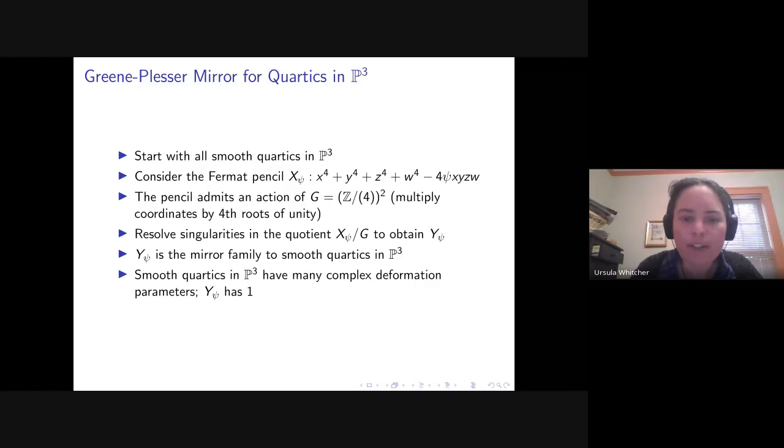So thinking about what's going on from a complex deformation perspective, we had lots and lots of possible complex deformations for all of the smooth quartics in P3. On the other hand, we've built this new mirror family, and that visibly only has 1 degree of freedom given by this parameter psi.